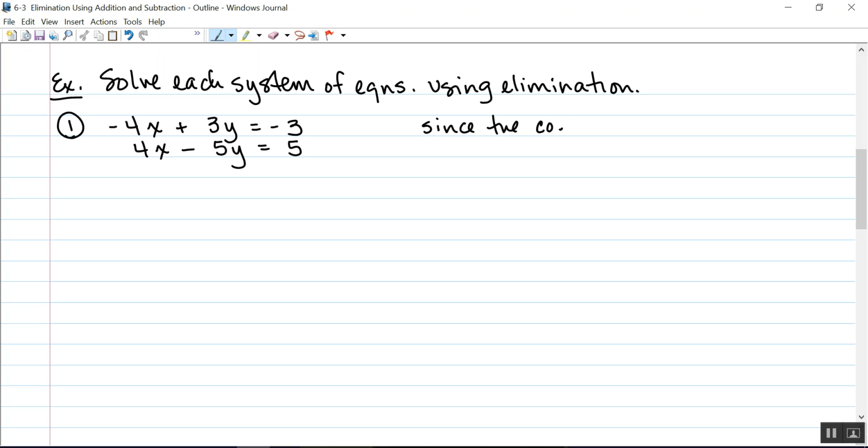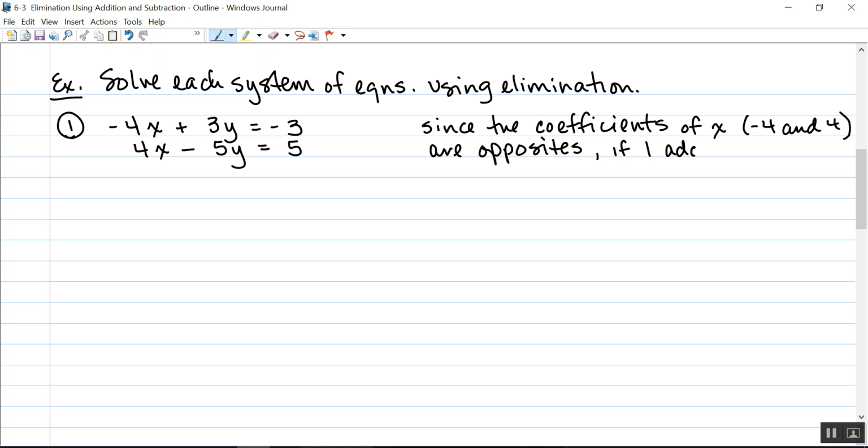Since the coefficients of x, that is negative 4 and 4, are opposites of each other, and what that means is that one is positive and one is negative, if I add the two equations, then the x's will be eliminated. And that's a really good thing, because then I can solve for y.